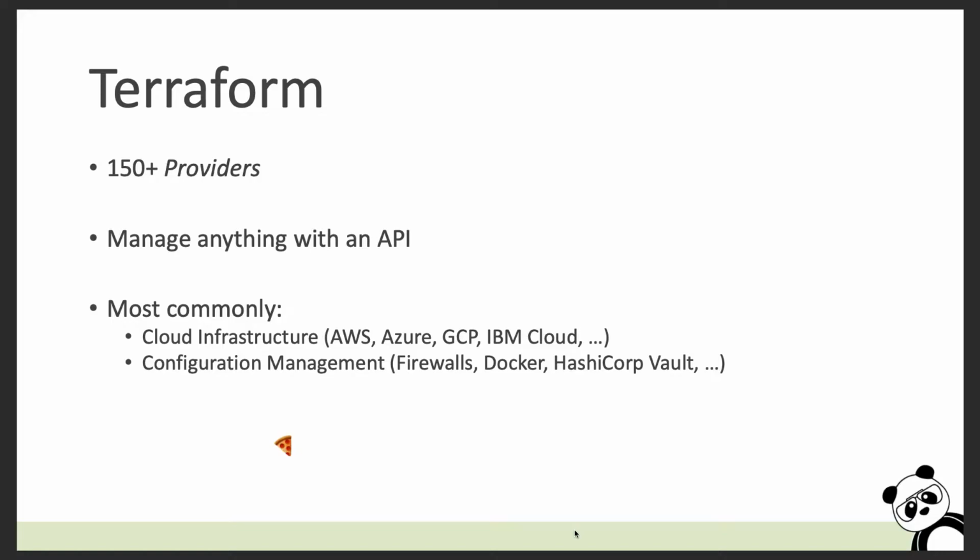Terraform has more than 150 providers. Think of a provider like an API language pack. If you want to provision infrastructure in AWS, you talk to the AWS API, so you need the AWS provider. If you have an on-premise Cisco firewall, you can configure that with Terraform. You just need to know how to talk to its API, so there will be a provider for that API. With Terraform, you can literally manage anything with an API. Most commonly, these will be your cloud infrastructure providers. The public ones, AWS, Azure, GCP, and pretty much all of them, IBM Cloud, DigitalOcean. You can also do configuration management with Terraform, configure firewalls, configure your Docker setup, configure HashiCorp Vault.